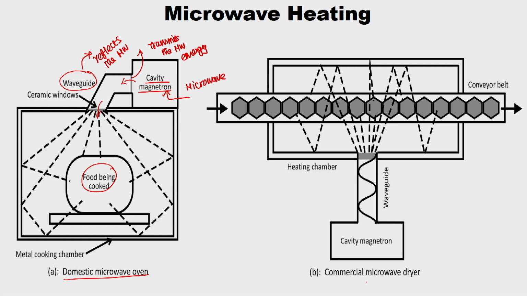Similar to this is the microwave dryer. These are all the particles to be dried. They are conveyed through a conveyor belt, and here you have a cavity magnetron. This is a waveguide, this is the way it goes here, and it passes through the ceramic window, then it goes and reflects back, and that is the way the food which has to be dried will be dried using microwave. Okay. This is the conveyor belt, so it is a continuous process. It is just an example. There are other control mechanisms, everything is there. It is just to explain to you the principle of microwave heating. Continuous flow of materials to be dried.